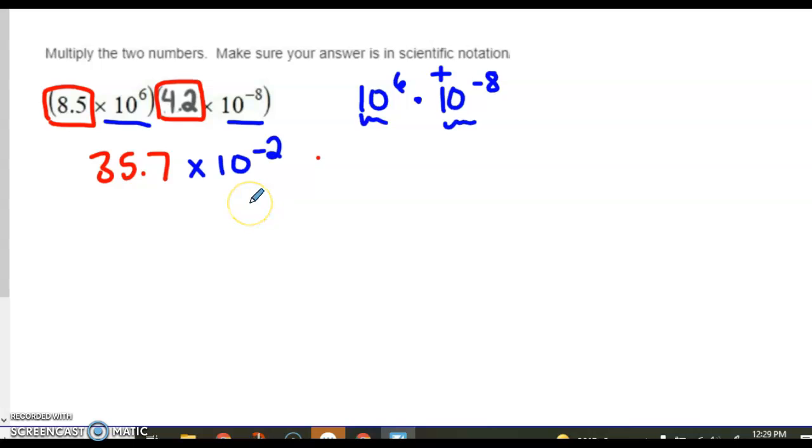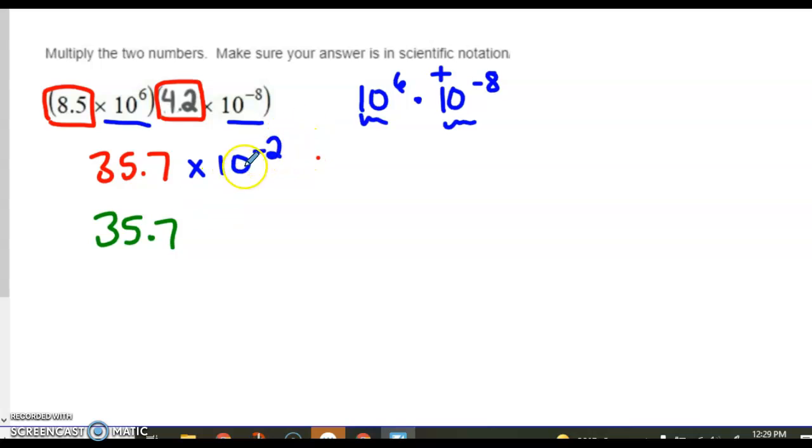Now, here's the thing, y'all. This cannot be your final answer because in order for it to be in scientific notation, the decimal has to be after the first number. So we need to move this decimal one more time. And I'm going to go ahead and write this out.